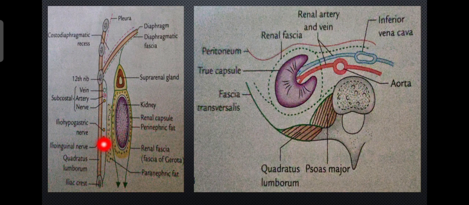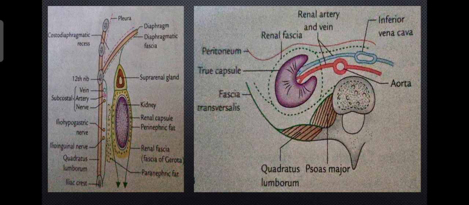Inferiorly, the two layers separate out. They don't join, they separate out and enclose the ureter, where the anterior layer is lost in the extraperitoneal tissue of the iliac fossa, while the posterior layer blends with the fascia iliaca. Fascia iliaca is the fascia that covers the muscle called iliacus. So the anterior layer is in the extraperitoneal tissue, while the posterior layer blends with the fascia iliaca. This is the extent of the fascia of Gerota, which is also called the renal fascia.